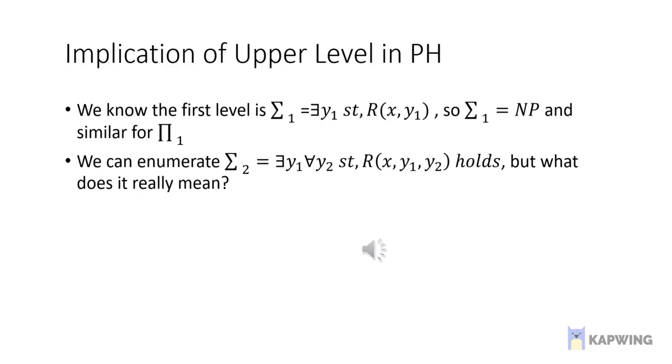We just saw the base case, the first level of the polynomial hierarchy, which is sigma 1, and it is NP. And by the definition, we can enumerate the second level, sigma 2, which is there exists some y1, for all y2, such that the relation holds. But what does this really mean?